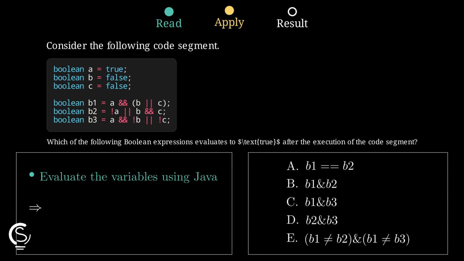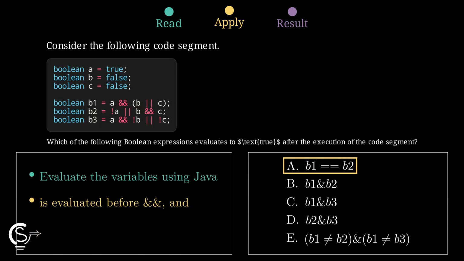Now check each choice. A, B1 equals B2, therefore true equals false, then false. B, B1 and B2, then false. C, B1 and B3, then true and false, then false. D, B2 and B3, then false.